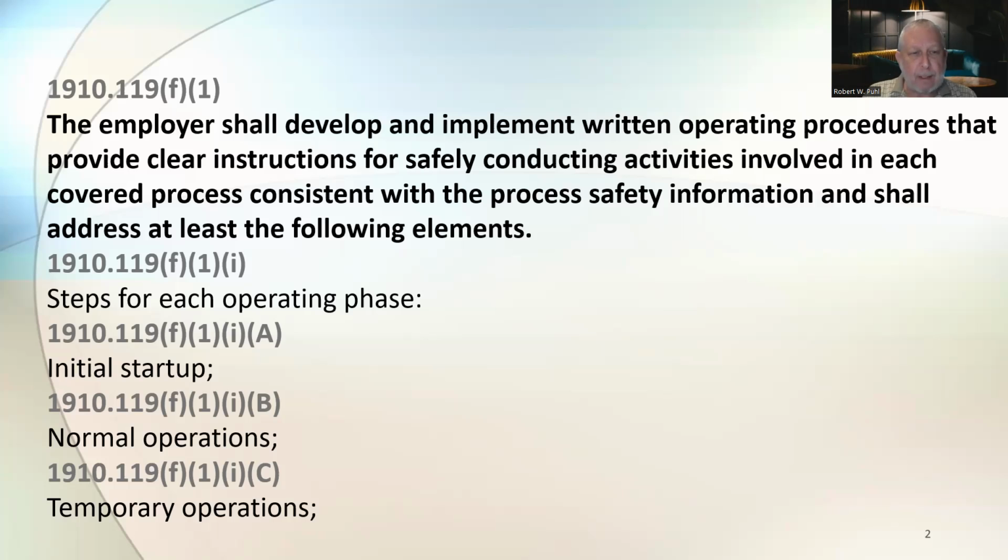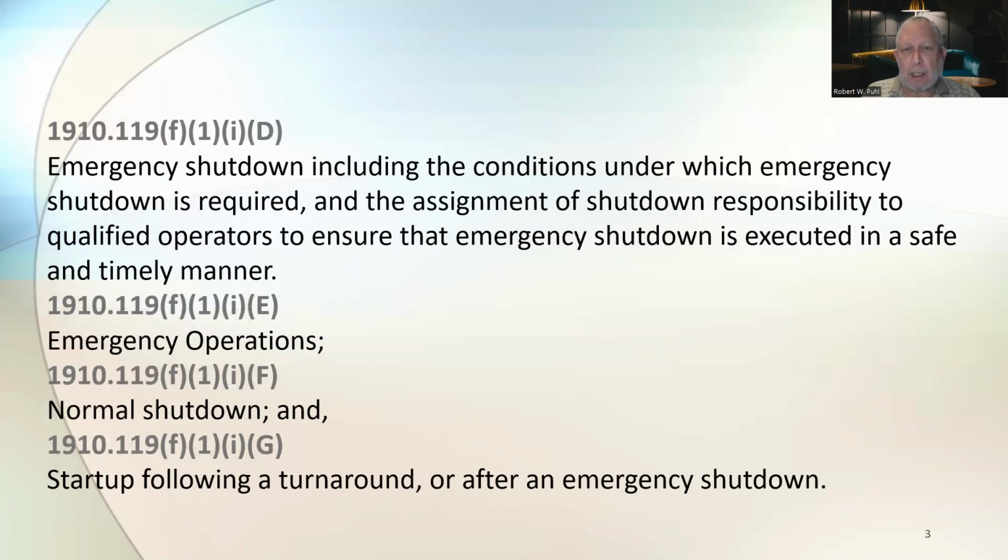Steps for each operating phase. Now, not maybe these particular steps that are in here, but operating procedures, it's all about that. But in process safety management, you have to have these steps for each operating phase: initial startup, normal operations, temporary operations, emergency shutdown, including the conditions under which emergency shutdown is required, and the assignment of shutdown responsibility to qualified operators to ensure that emergency shutdown is executed in a safe and timely manner. We always let any operator shut something down if it had to be. Emergency operations, normal shutdown, and startup following a turnaround or after emergency shutdown.